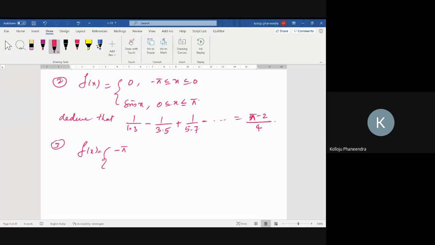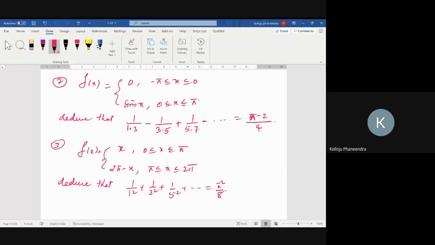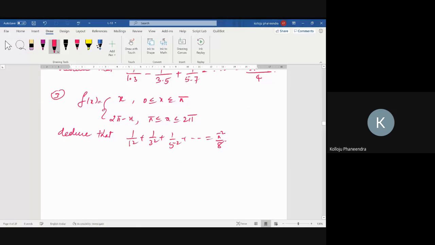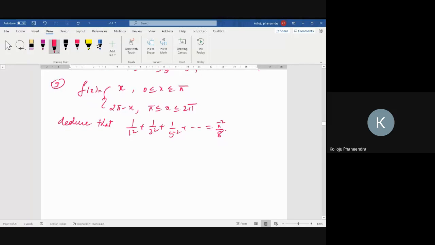Next one, this is solved already. Yeah, take this. F of x equal to x between 0 to pi, and 2 pi minus x in pi to 2 pi. Deduce that 1 by 1 square, 1 by 3 square, 1 by 5 square, this value is pi square by 8. Standard notation, 0 to pi. That's easy. No problem. Yeah, take this.